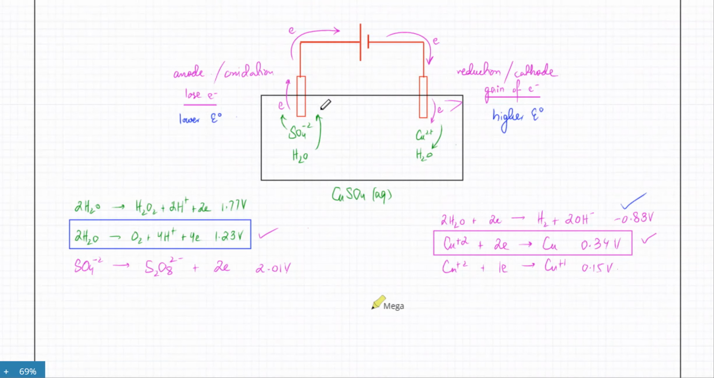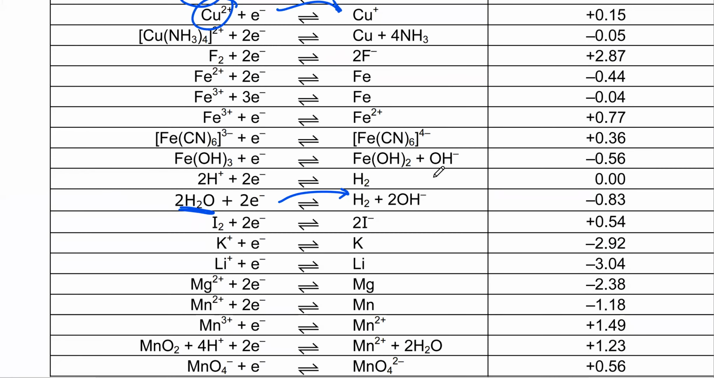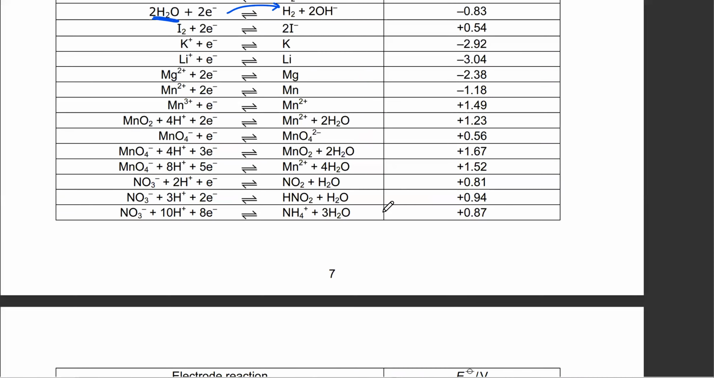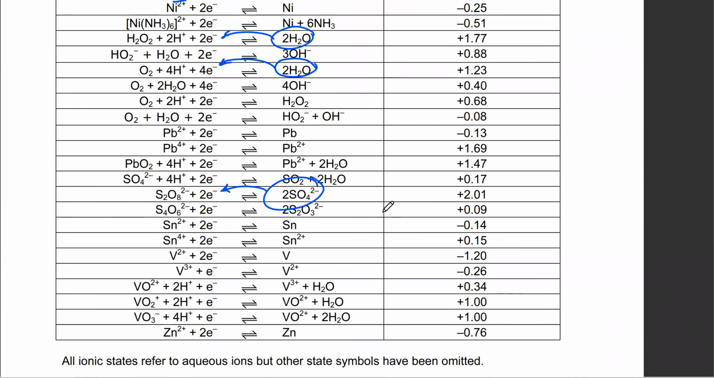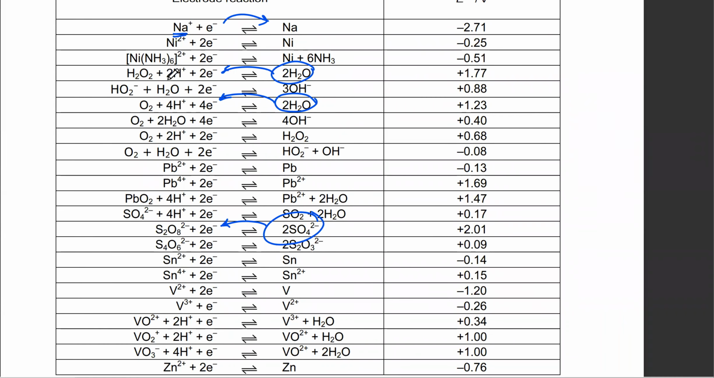At anode, you're going to find equations where either SO4 2- or H2O lose electrons. Now, if you want them to lose electrons, you're going to open the data booklet, and you're going to look for the equations in the reverse direction. So you're going to have a look at the equations in the reverse direction where you want water to lose electrons. So you've got 2 equations for that, 1.77 and 1.23, and you would have one equation for SO4 2- that it would also lose electrons.